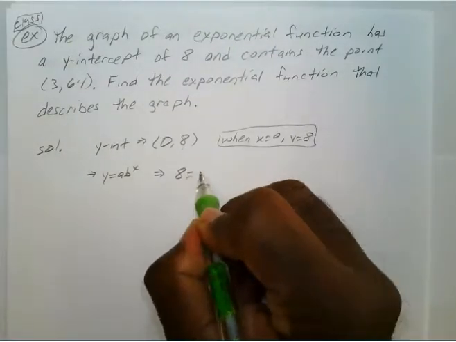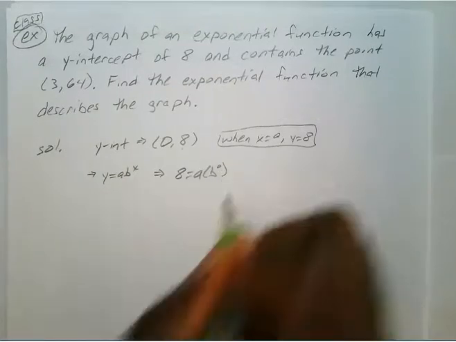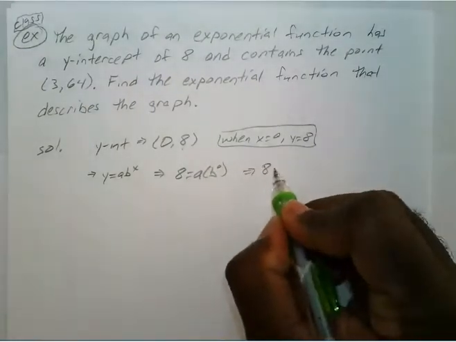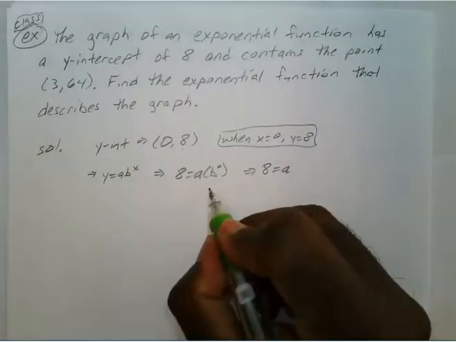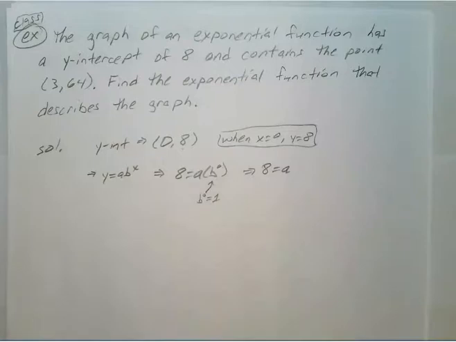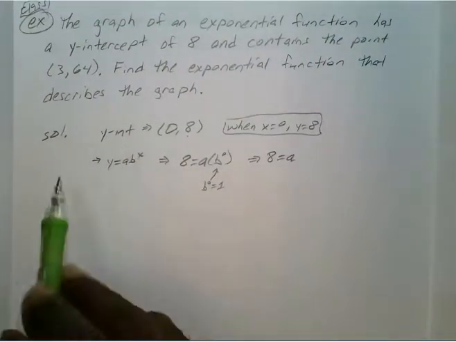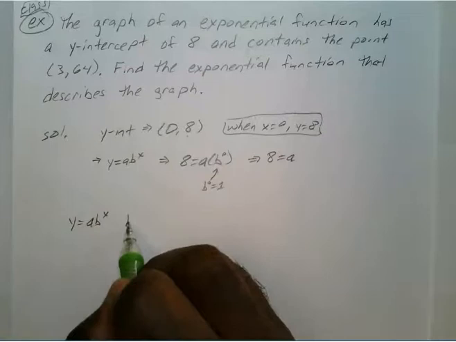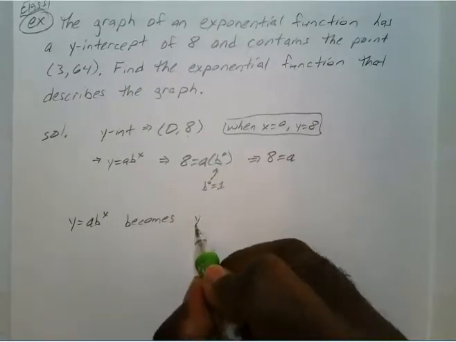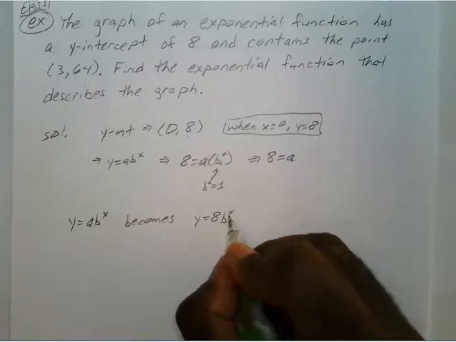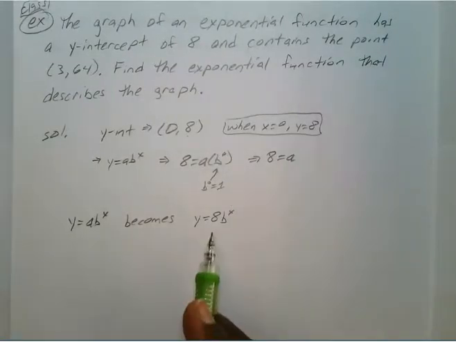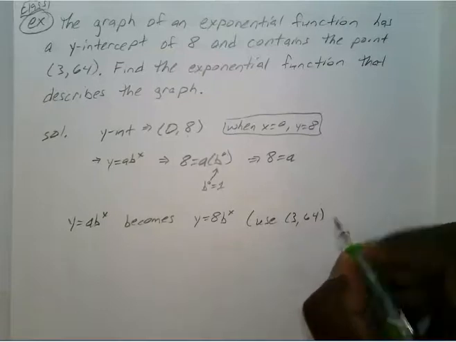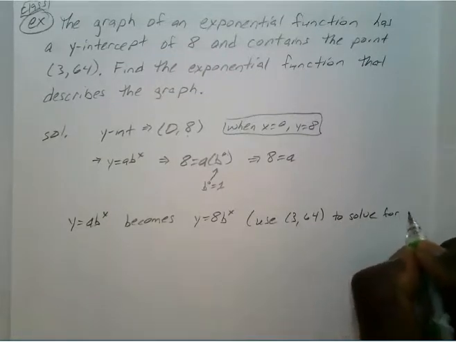So you have 8 equals a times b to the power of 0. B to the power of 0 is 1, so again, 8 is equal to a. We know that y equals a b to the power of x becomes y equals 8 times b to the power of x. Now we have to solve for b, so we use the point 3, 64 to solve for b.